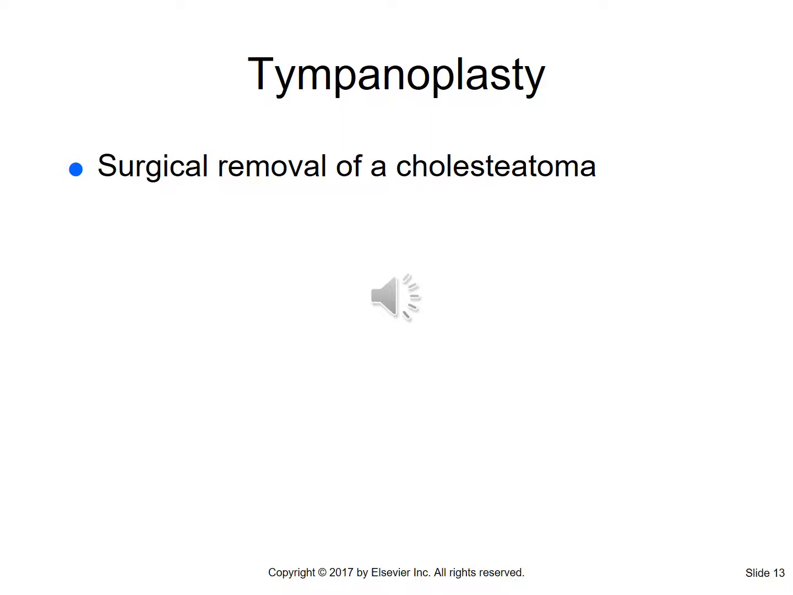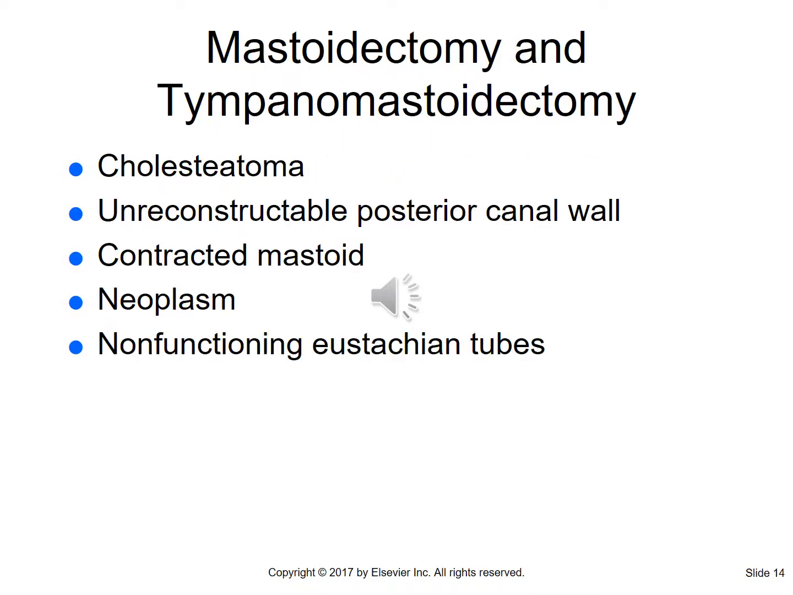Type 2 tympanoplasty is the class that is most commonly performed. So usually when we do this, we go in and repair the tympanic membrane and the middle ear. Anytime we have causes such as a cholesteatoma, an unreconstructible posterior canal wall, a contracted mastoid, any neoplasms, usually your tumors, and then any non-functioning eustachian tubes, it's often going to require us to fix that by doing a mastoidectomy and tympanomastoidectomy.